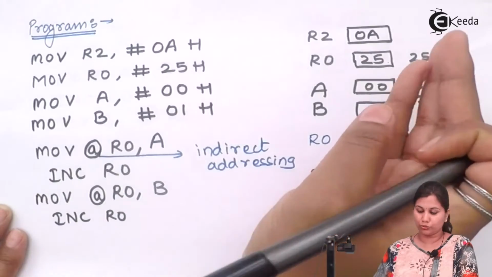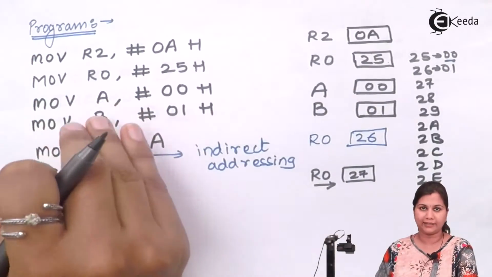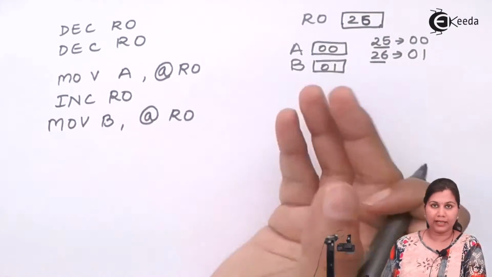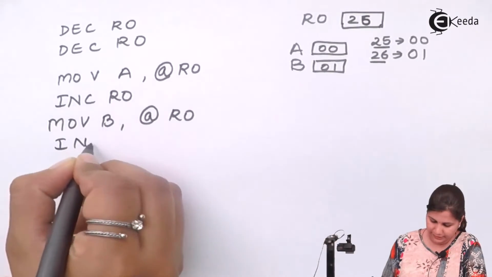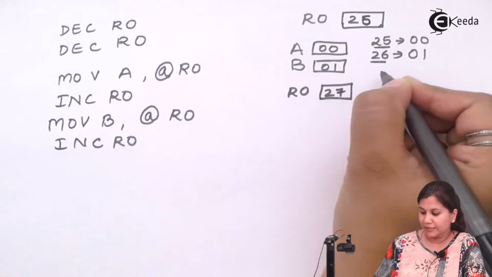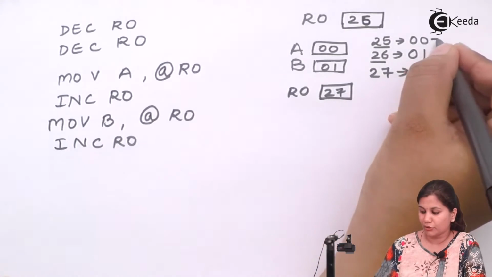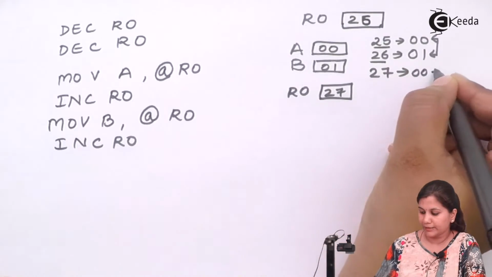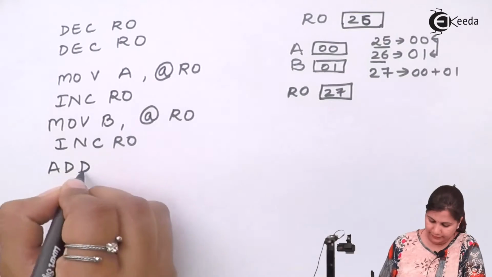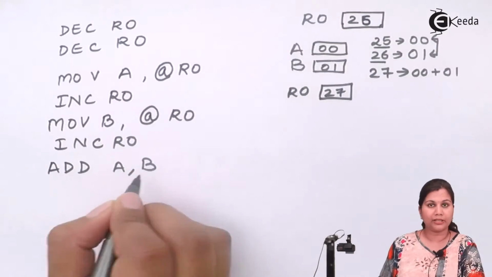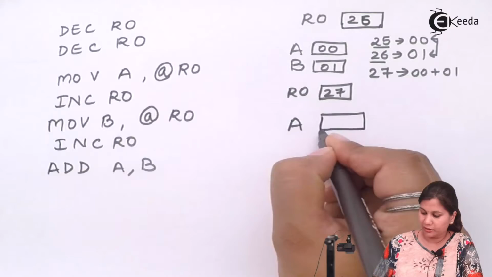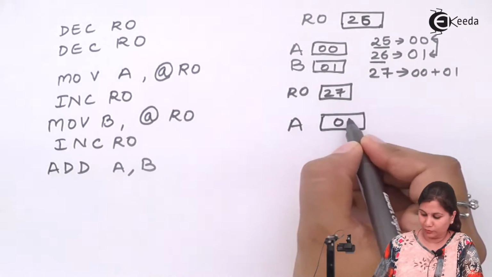Now again we are shifting these two numbers into A and B register so that we can add these two. Okay. Now next instruction will be, again we will increment our R0. So INC R0. So now R0 will be having 27. Because at 27 we want to store the result of the addition of these two numbers, that is 00 plus 01. So next instruction will be addition, add A, comma B. The A and B registers, they will be added. So after their addition, the result will be stored in the A register. So 00 plus 01 will be 01.